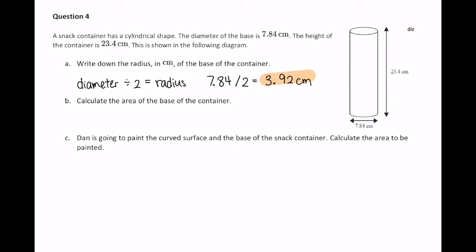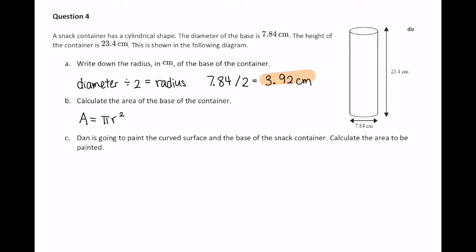For part B, it says calculate the area of the base of the container. Well, we're given that this is a cylinder, so we know that the base is a circle. And the formula for the area of a circle is A equals pi r squared. And if you don't know that formula, it's also written in the formula packet. So this is a formula that is handy to know, but you don't absolutely need to memorize it.